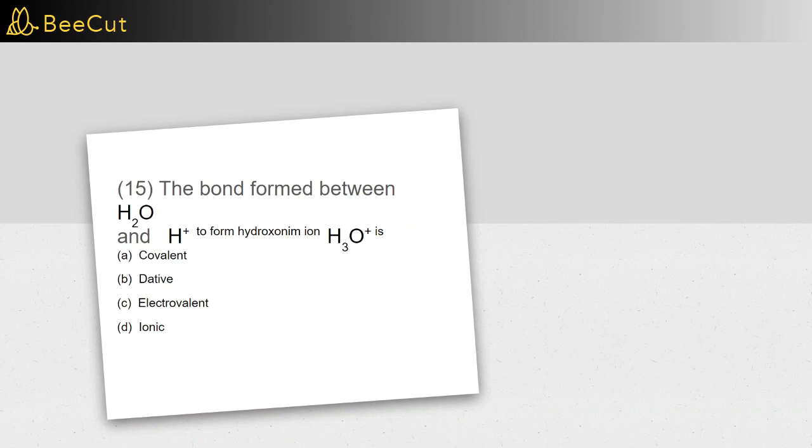The bond between water, H2O, and hydrogen ion to form hydronium ion, H3O plus, is: A, covalent bond, B, dative bond, C, electrovalent bond, D, ionic bond. The correct option is B, which is dative bond.